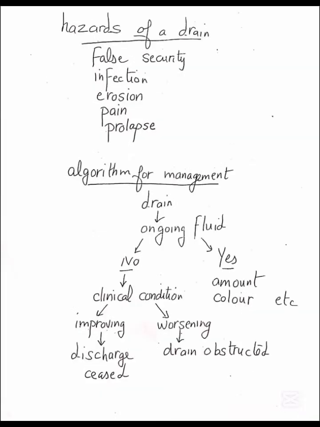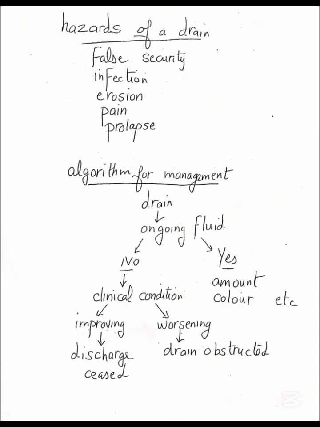There is a small algorithm that we need to discuss. Let's walk through this clinical algorithm for managing a patient with a drain. Step 1. Assess ongoing fluid output. First, determine whether fluid is still draining. If there is no ongoing fluid, the drain may no longer be necessary and removal should be considered. If there is ongoing fluid, proceed to step 2, which is to evaluate clinical parameters.